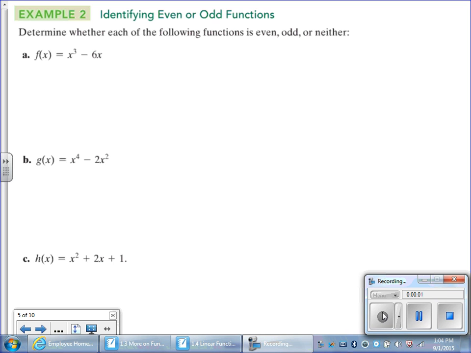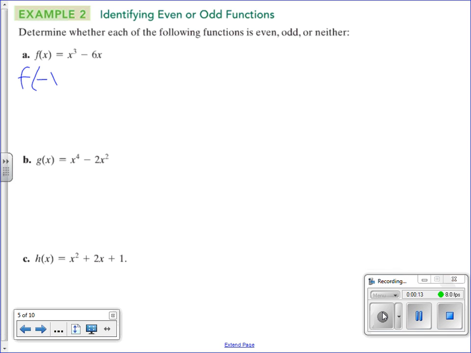Section 1.3, part 2. So we already discussed the differences about even, odd functions. Now we're going to verify if a function is even, odd, or neither algebraically. For all of them, we start by finding f of negative x. That means that for every x that we see here, we will substitute a negative x. So negative x to the third power minus 6, and then we substitute with a negative x.